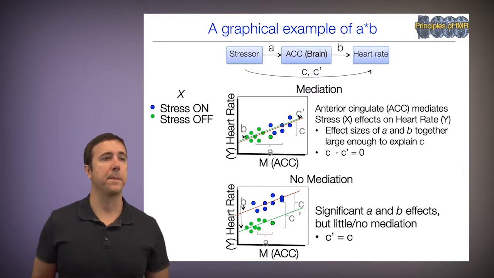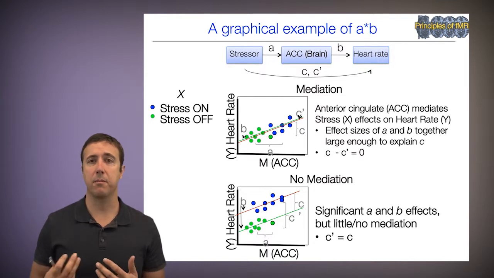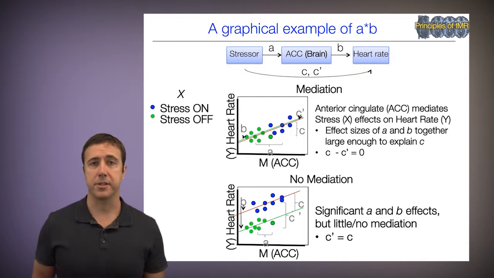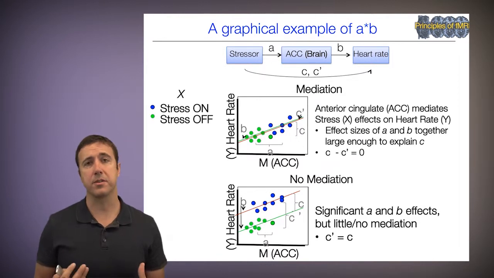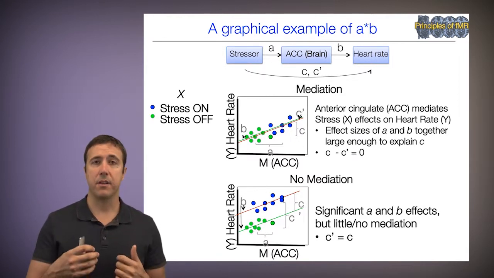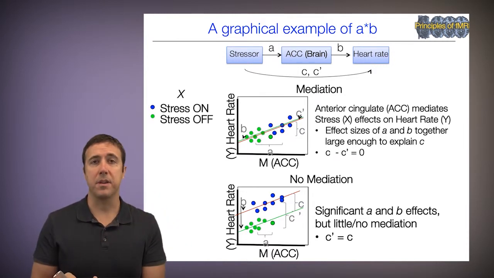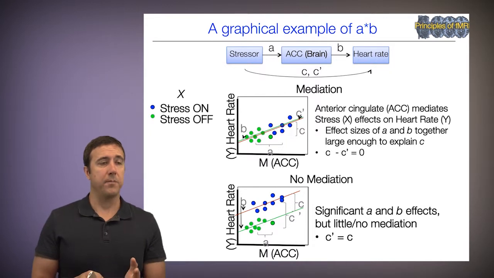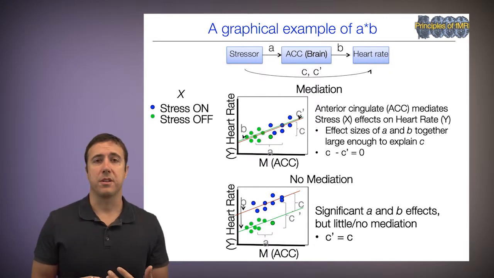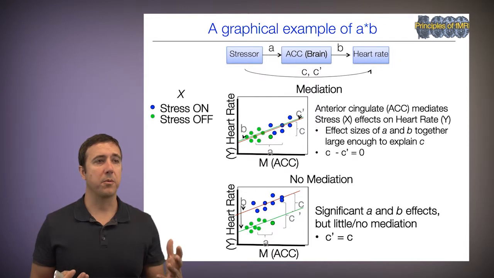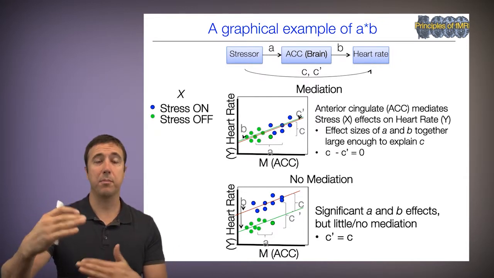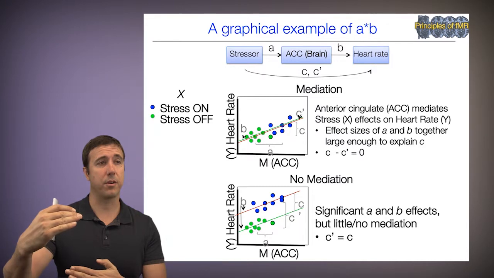Now on the bottom panel, let's look at a case where there are significant path A and path B effects, but there's no mediation. And in this case, it's a very similar situation, except that the effect of stress on the heart rate is so large, and the path A and the path B effects are relatively small, so they're really not sufficiently large to explain the effect. So what I'm left with is a big C and a pretty big C prime once I control for anterior cingulate activity. So that gap is still there, and that means that the mediator can't really explain a lot of that relationship.